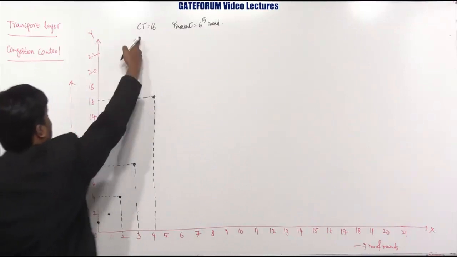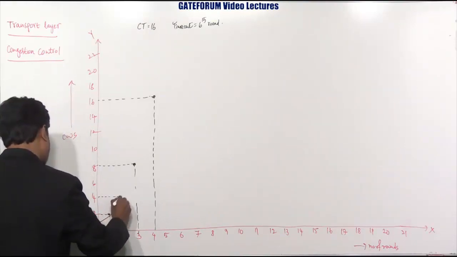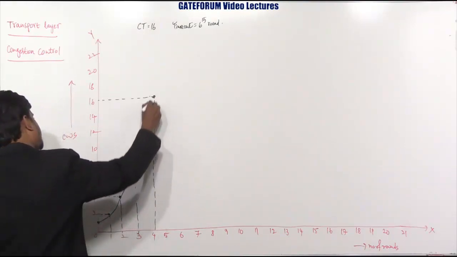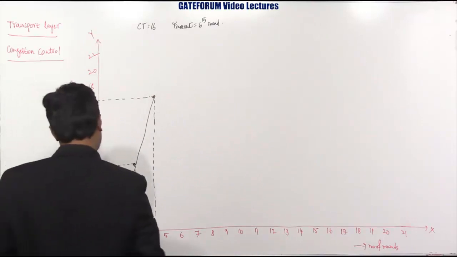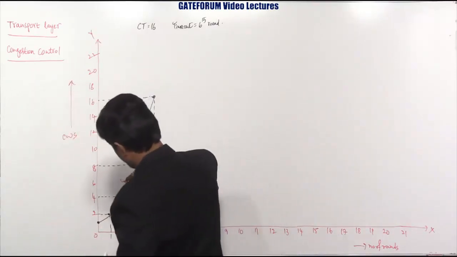So now the congestion threshold is reached. It means that from this point till 16, this is called the slow start phase. So this particular phase is called the slow start phase.